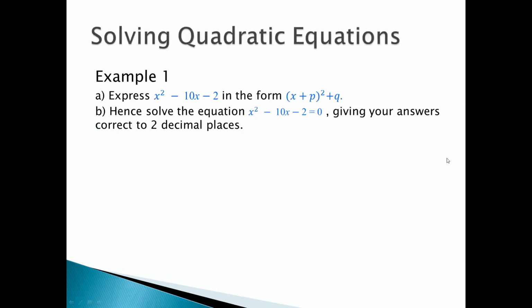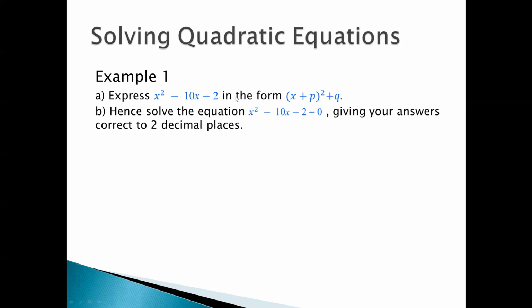Now, example 1, express x squared minus 10x minus 2 in the form this. Now, take note that this is actually the completed square format. And part B, hence solve the equation x squared minus 10x minus 2 equals 0, giving your answers correct to 2 decimal places. Note that this x squared minus 10x minus 2, the left side of this equation, is the same as this expression over here. So how are we going to do this?